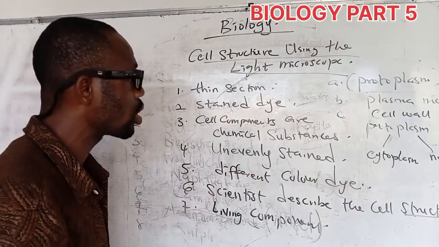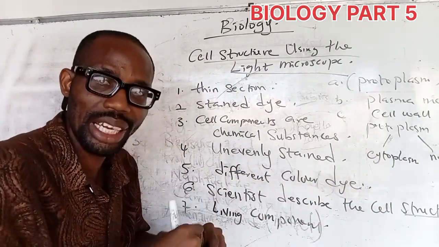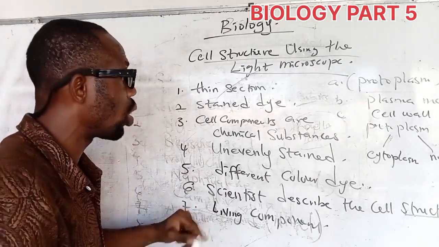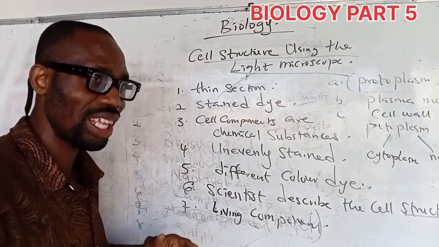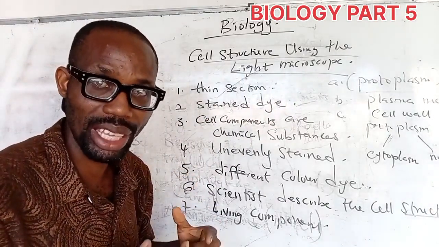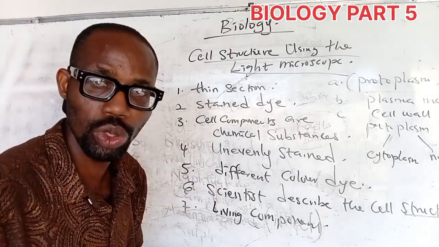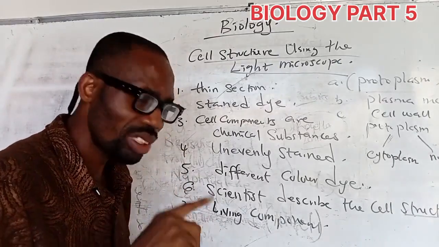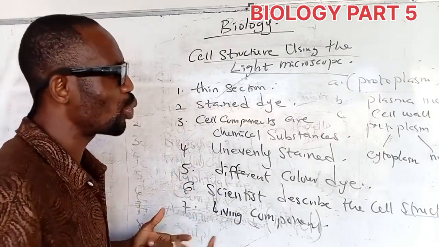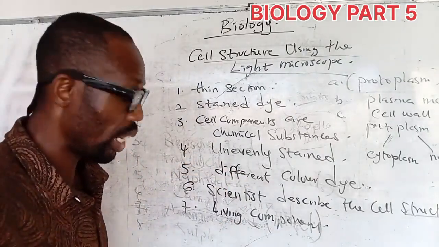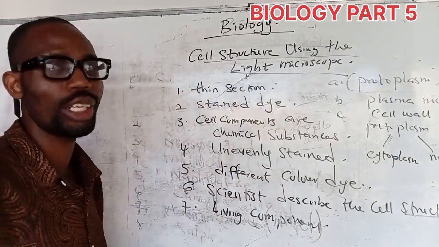In the next class, we'll be looking at the cell structure and function, especially the cell function, using the electron microscope. You will see that some separation techniques were applied. One of them is chromatography. Another was centrifugation, the modified form of decantation. This is very wonderful. In the next video, we are going to discuss cell structure using the electron microscope.